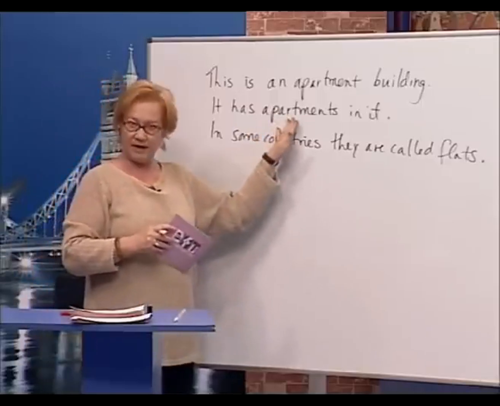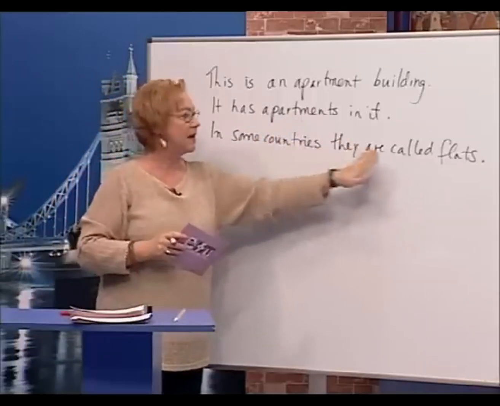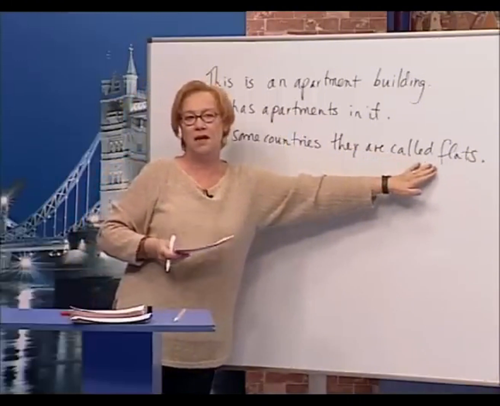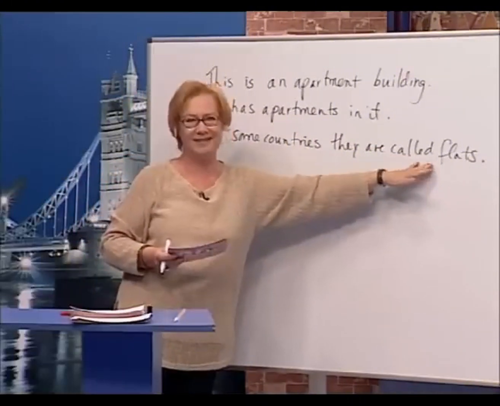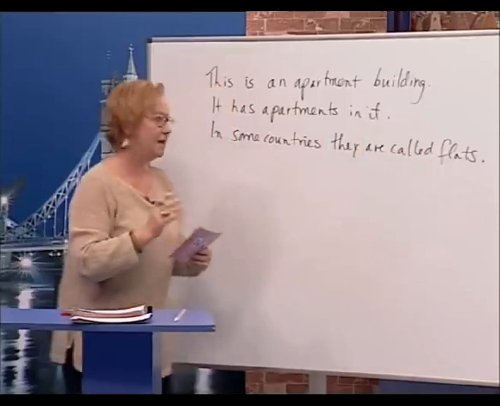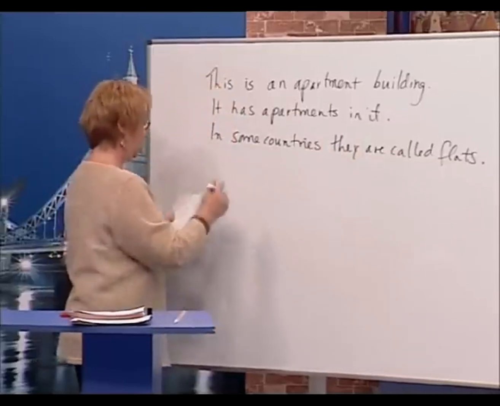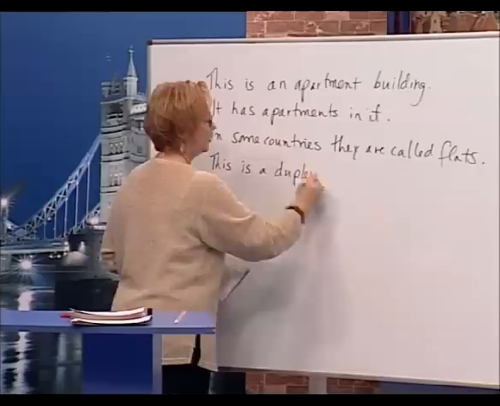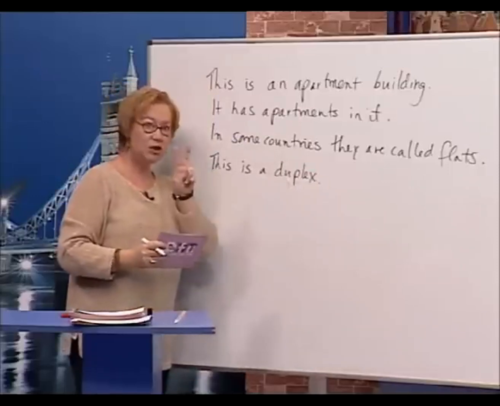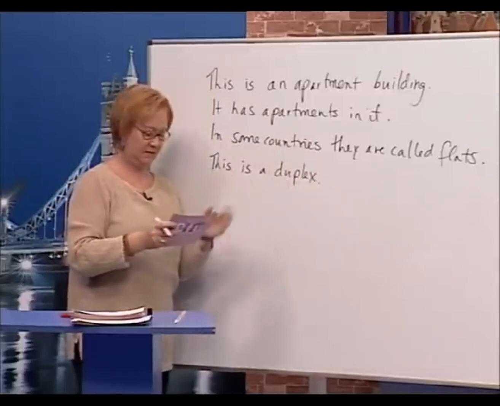In North America, they're called apartments. And in places like the UK, Australia, New Zealand, they're called flats. But it's the same. Okay? Now, here's another one. This is a duplex. Duplex. Dup is two.